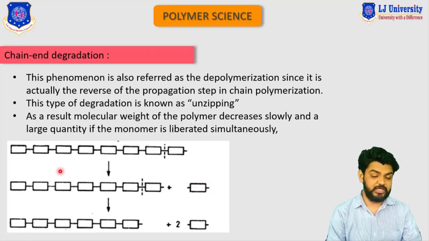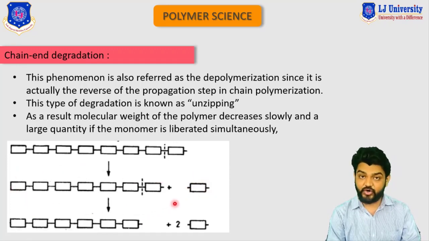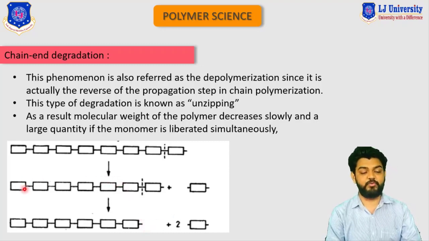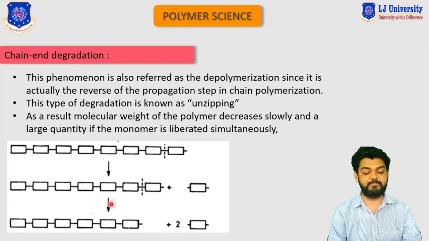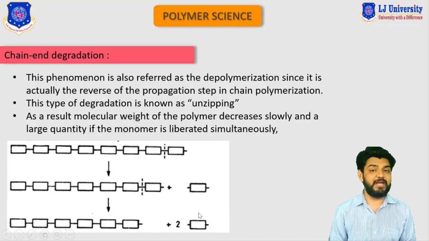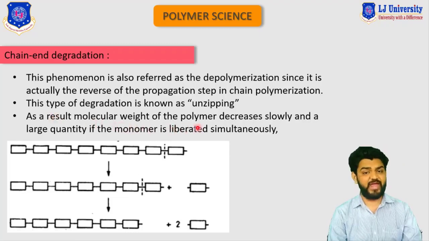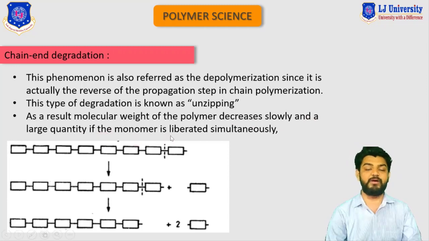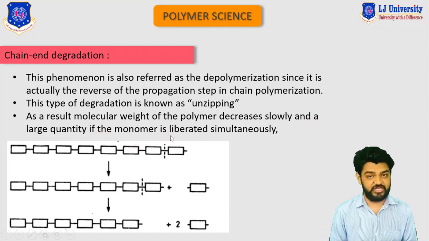So if this particular monomer will further undergo the degradation process, then it will also release two monomers. As you can see, this polymer is now undergoing the degradation process and it liberates two monomers. So this is what we mean by chain end polymer degradation. As a result, the molecular weight of the polymer decreases slowly and a large quantity of monomer is liberated simultaneously.